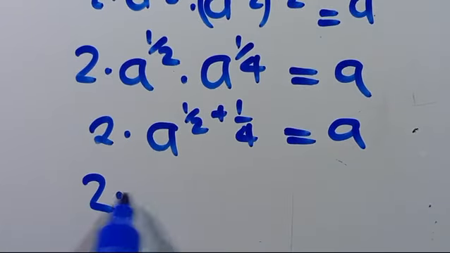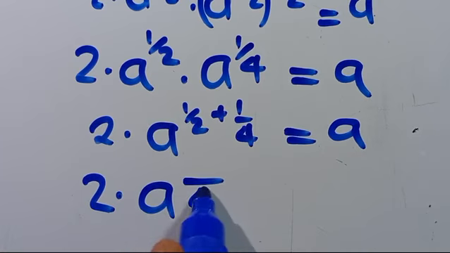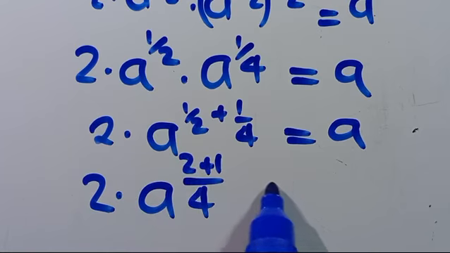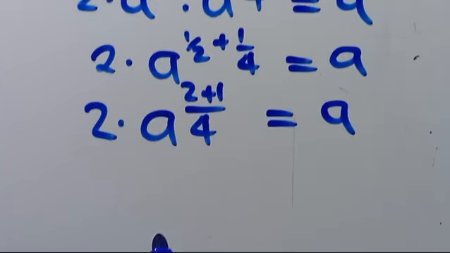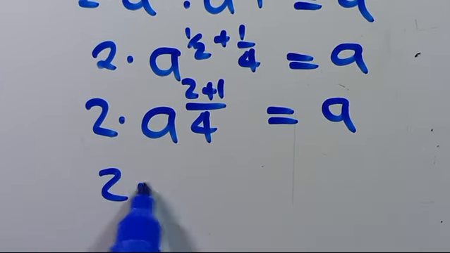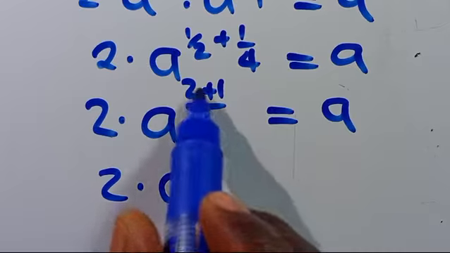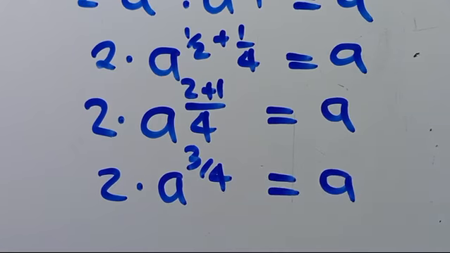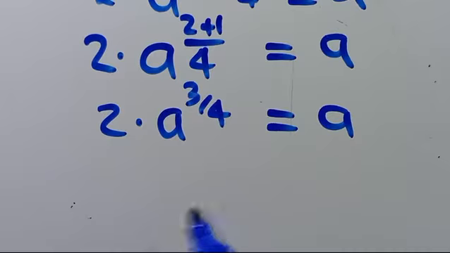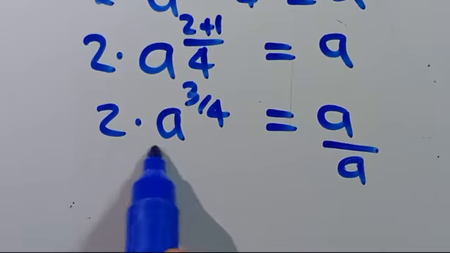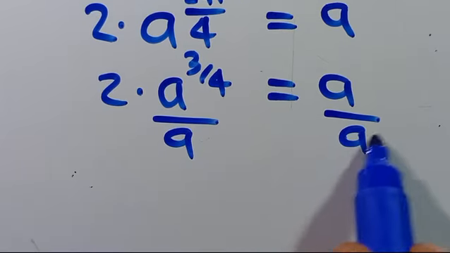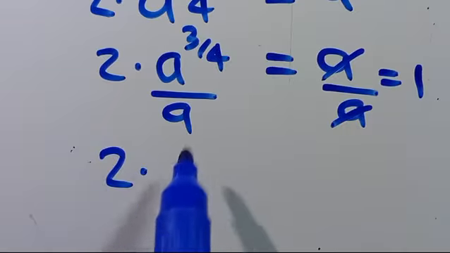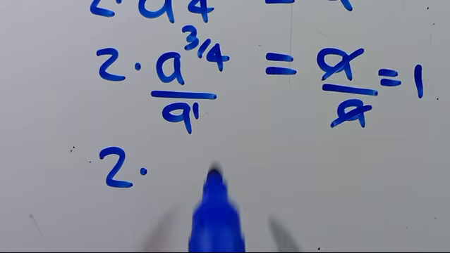Now we have 2 multiplied by a to the power of, find the LCM, 4. Then here will be 2 plus 1 equals a. Now we have 2 multiplied by a to the power of 2 plus 1, which is 3 over 4, equals a. Now let's divide through by a. This a here we divide by, this will be 1. So we have 2 multiplied by a to the power of 3 over 4, divided by a raised to the power of 1.